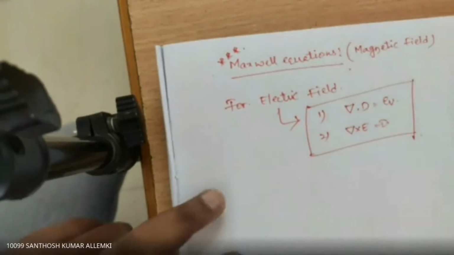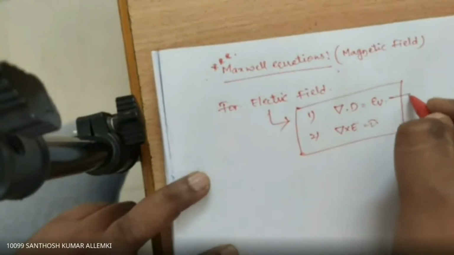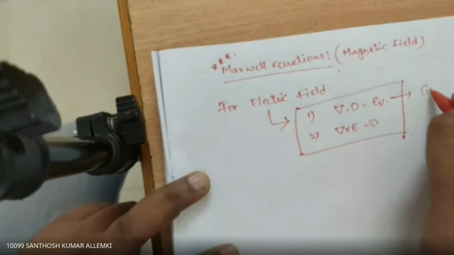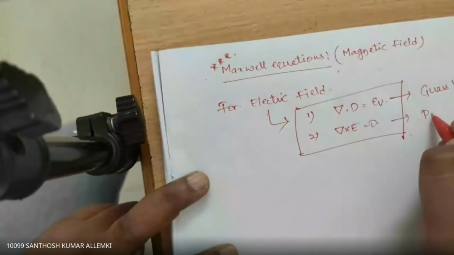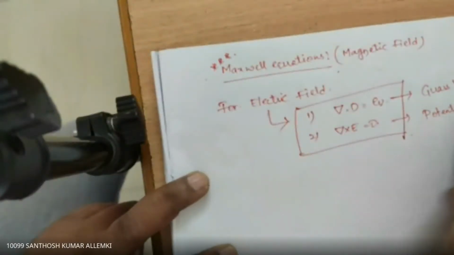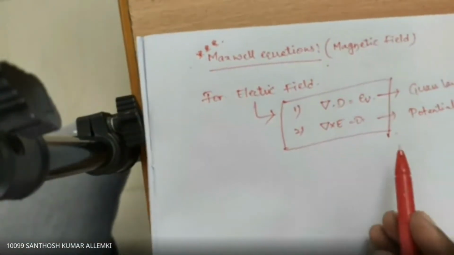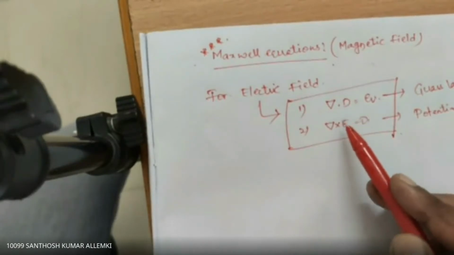In the electric case, the first one is derived from Gauss law, and the second one is derived from the potential. Based on these two concepts, we have derived these two expressions.